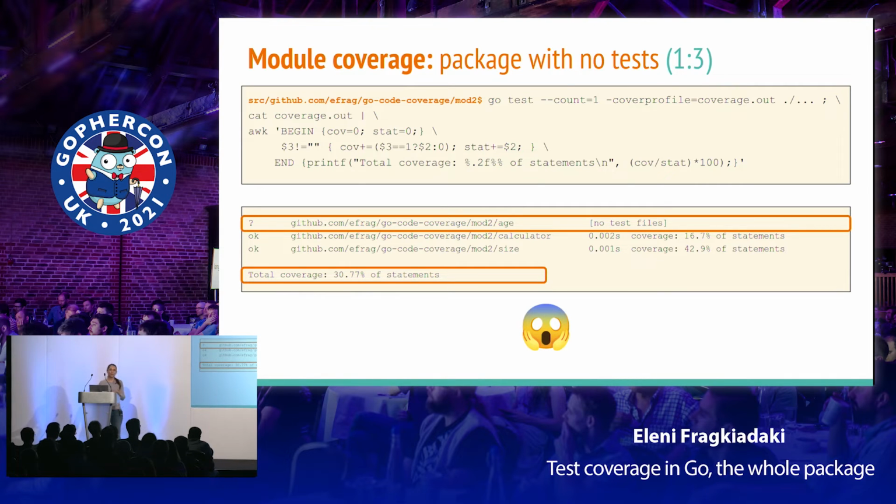So basically, we added lines of code. We didn't actually test them, and the coverage didn't go down because the values are not there in the coverage.out file. So something here doesn't add up, right?